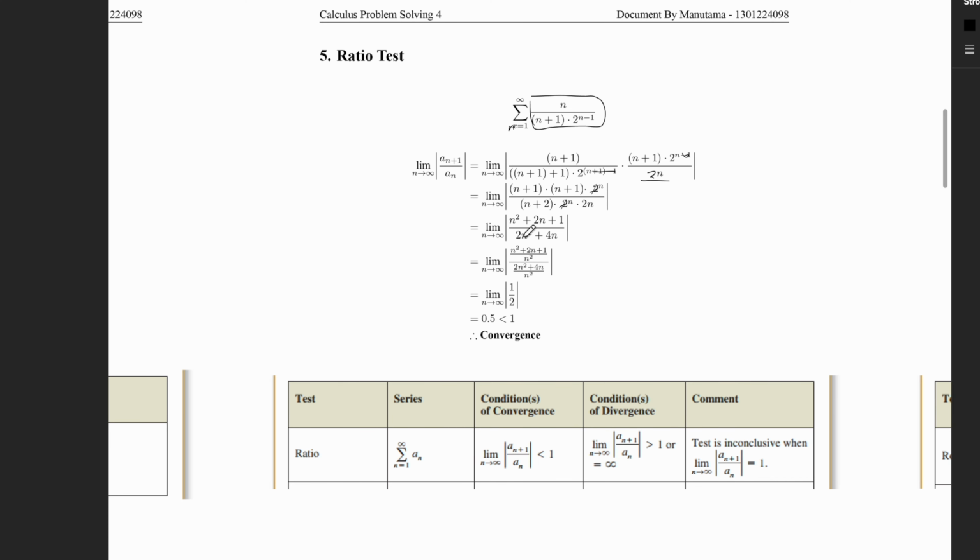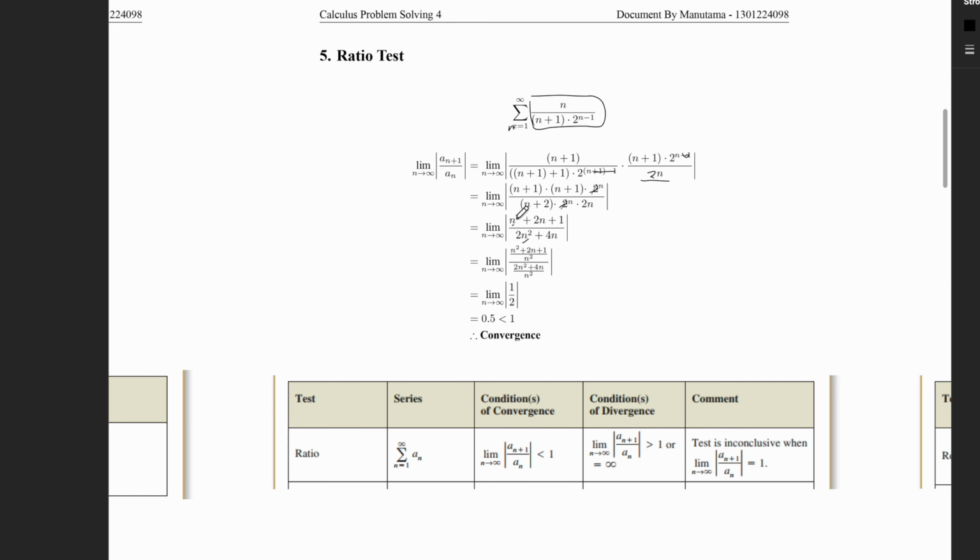n times 2n is 2n squared, plus 2 times 2n is 4n, and then n plus 1 times n plus 1, or n plus 1 squared, is n squared plus 2n plus 1, a quadratic. So we got n squared here, and n squared here. This is the biggest form, so we're going to divide all of this by n squared.